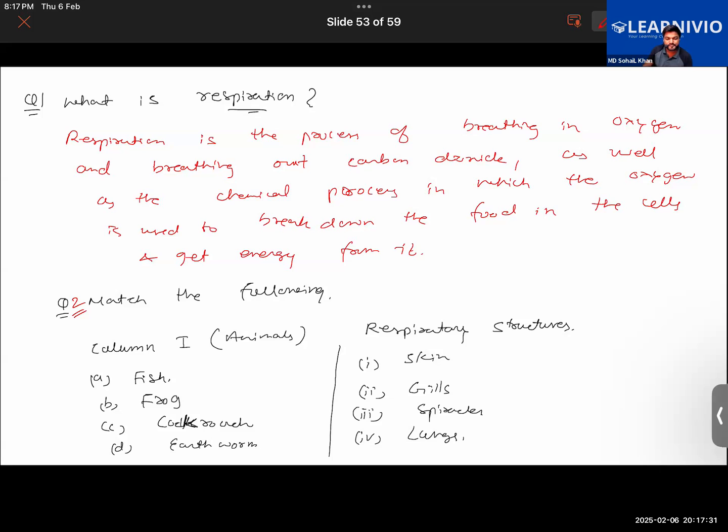Match these. Fish, gills. Frog, lungs. Cockroach, spiracles. For frog, you are saying lungs. Okay. Cockroaches, spiracles. Earthworm, skin. Very good. For earthworm, you have got skin. Good.